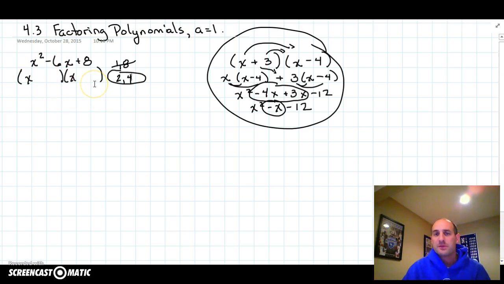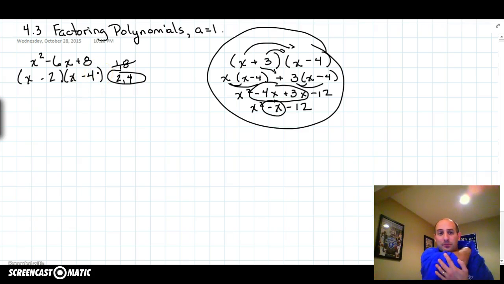I need these last numbers to be factors of 8 because whatever I have at the last number here and here is going to have to multiply up to 8. But I need them to add up to negative 6. And the only way to make that happen is to make this a negative 2 and a negative 4. Now, that's factored completely, and that example is done.